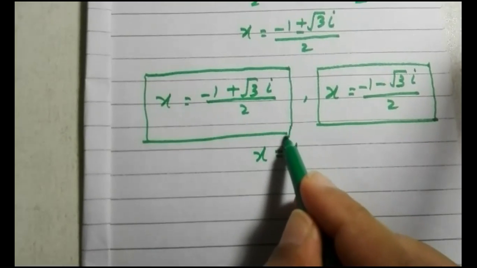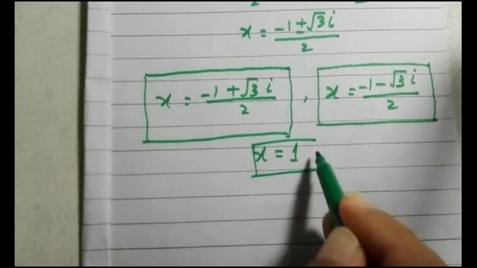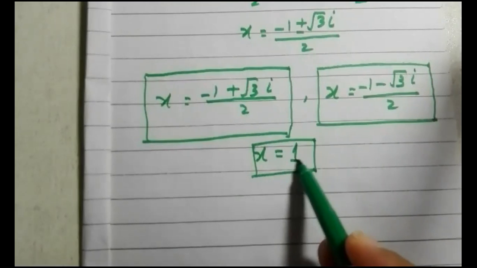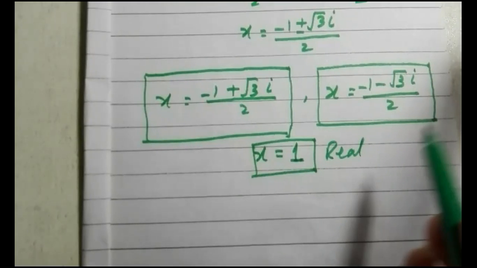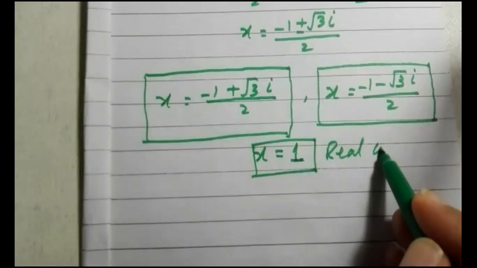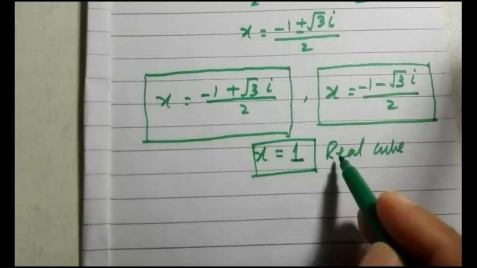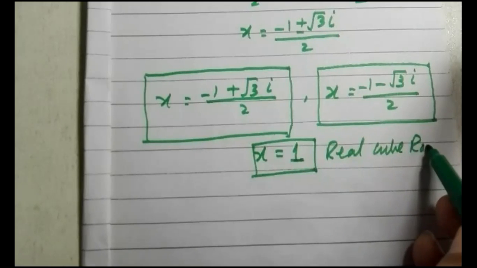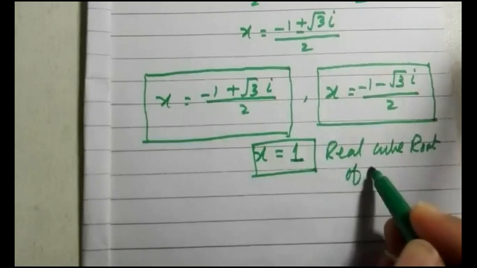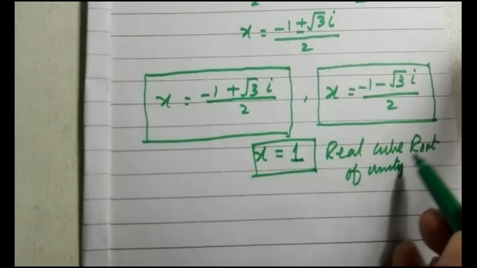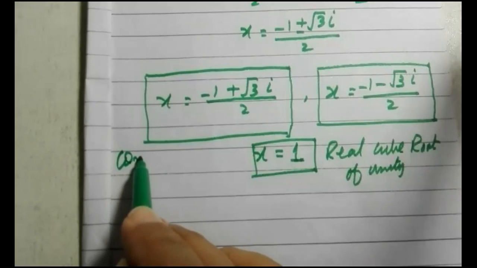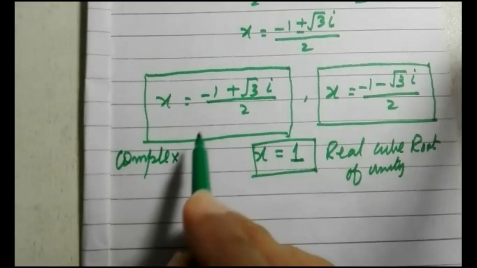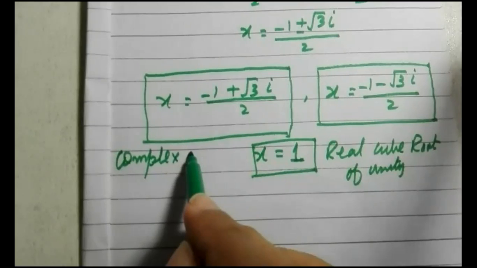So we have calculated the 3 cube roots of unity, or 3 cube roots of 1. The first one is x = 1. It is also called the real cube root of unity because it doesn't contain any iota. And these two, which contain iota, are called complex cube roots of unity.